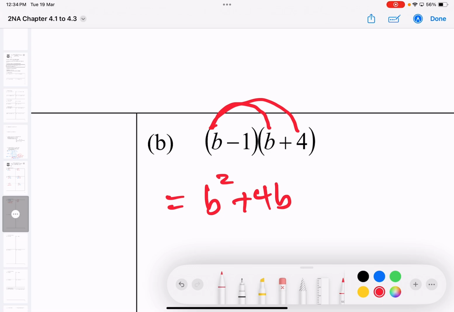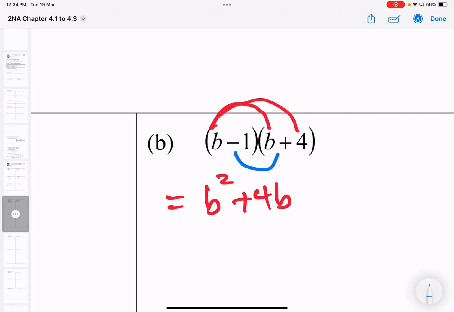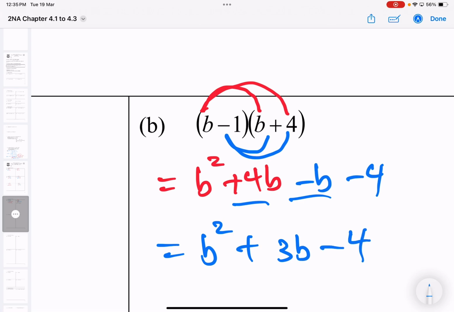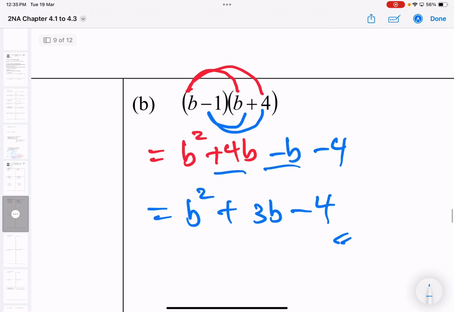I still got the negative 1 that I haven't done yet. So I'm going to do the next one. Negative 1 times b, negative b, negative 1 times 4, negative 4. These are like terms. My final answer is b squared plus 3b minus 4.